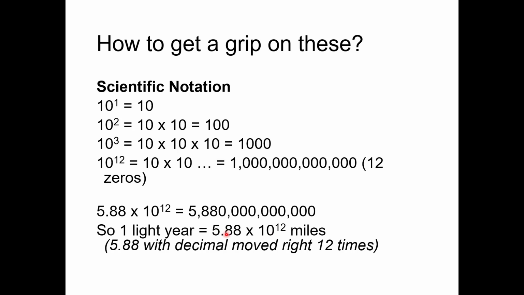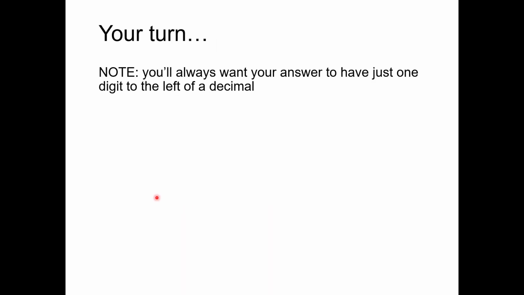Okay? If you don't believe me, why don't you type this into your calculator right now? And then you should see that this 5.88 times 10 to the 12 should come out as this. And so then that tells you that they are equivalent. Okay, so that's all well and good to see with an example, but why don't you take a turn?